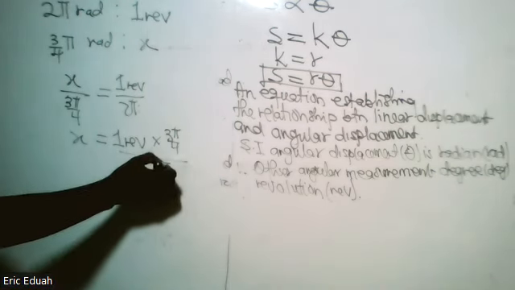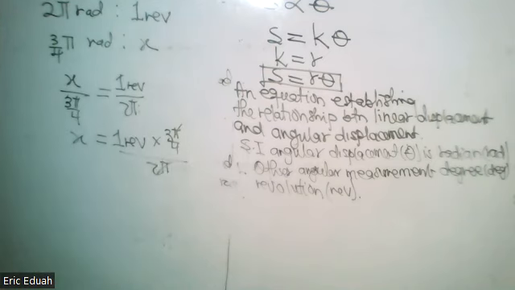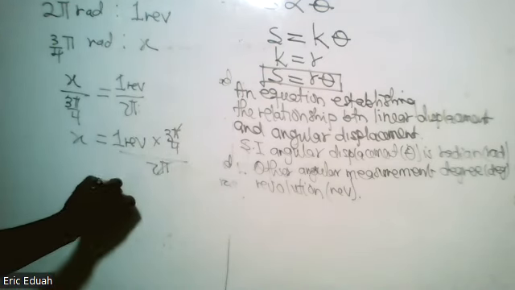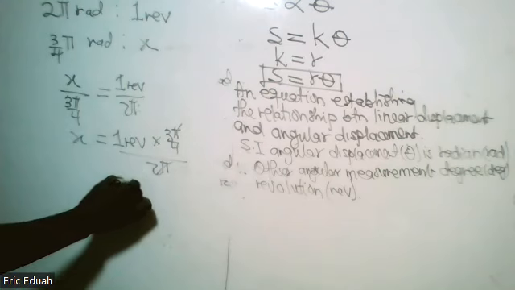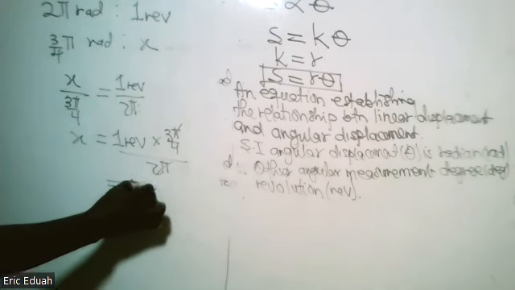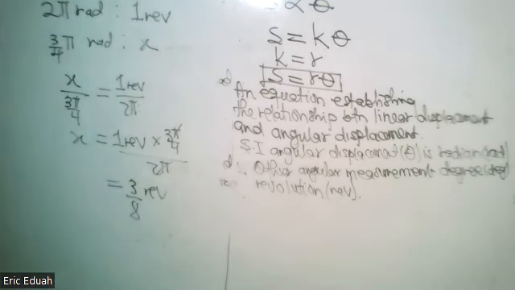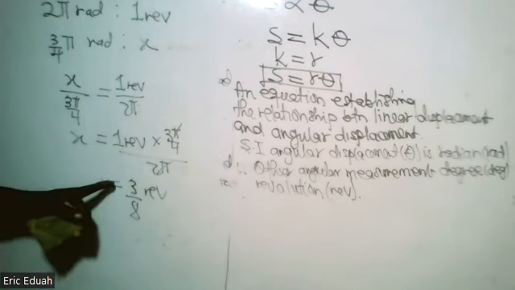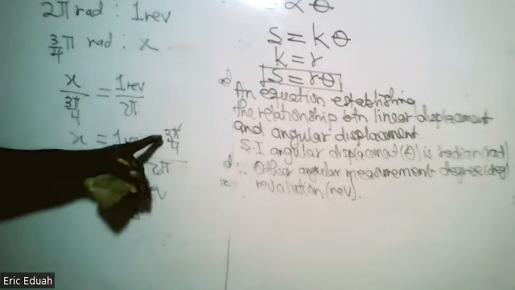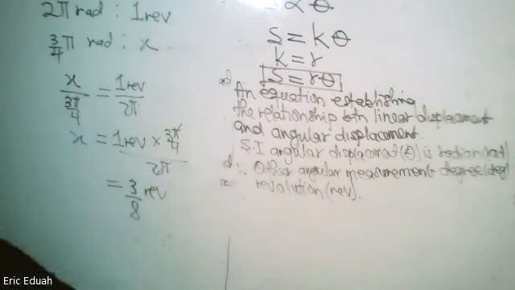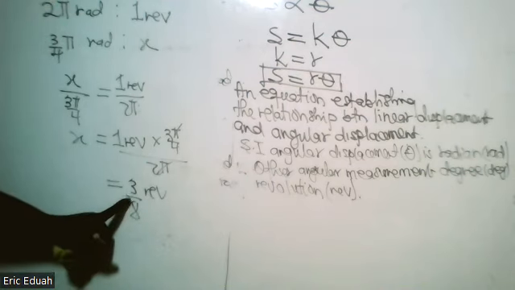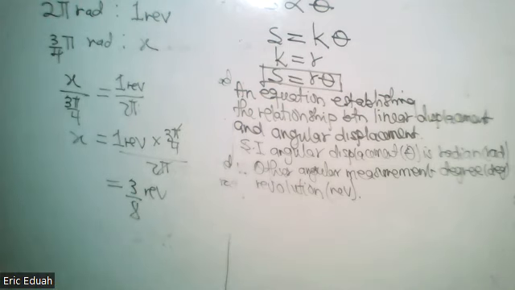Okay. This and this will cancel. 3 over 4. So this must be 3 on 8 rev. This must be 3 on 8 rev because you have 3 over 4. The denominator will come and multiply this. And so 3 over 4 pi radian will be equivalent to 3 out of 8 revolution.